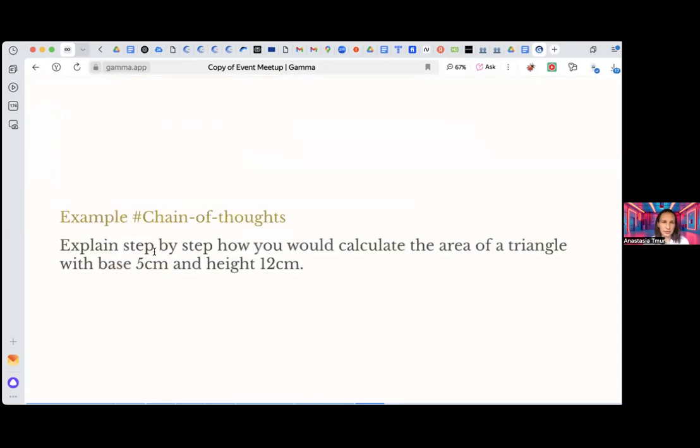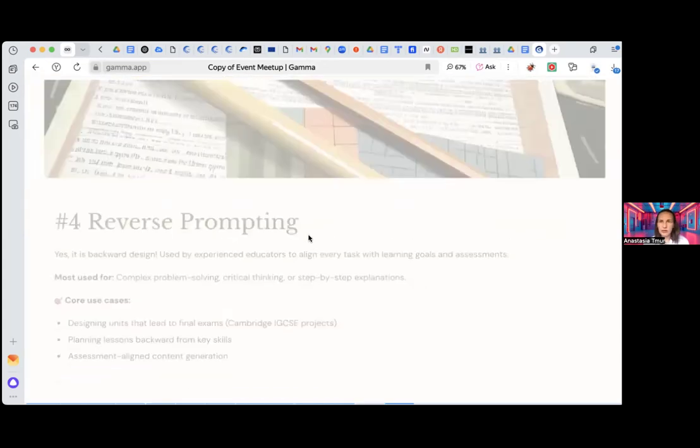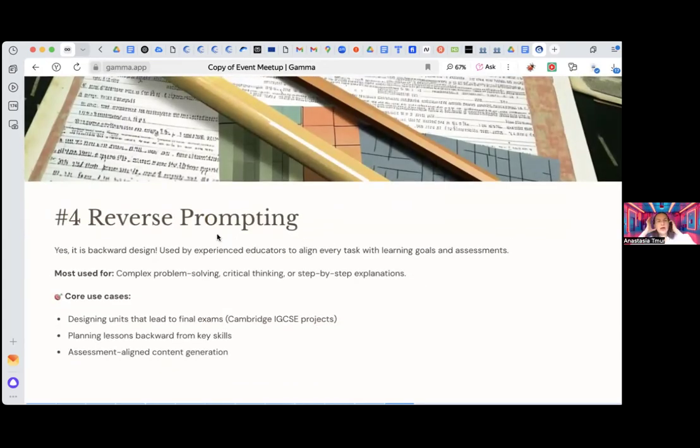So the next one is reverse prompting. I think that you know it very, very well. Reverse prompting means asking the AI to guess what the original question or instruction was based on a given answer or a given response, for example. So it is like backward design, the pedagogical framework.